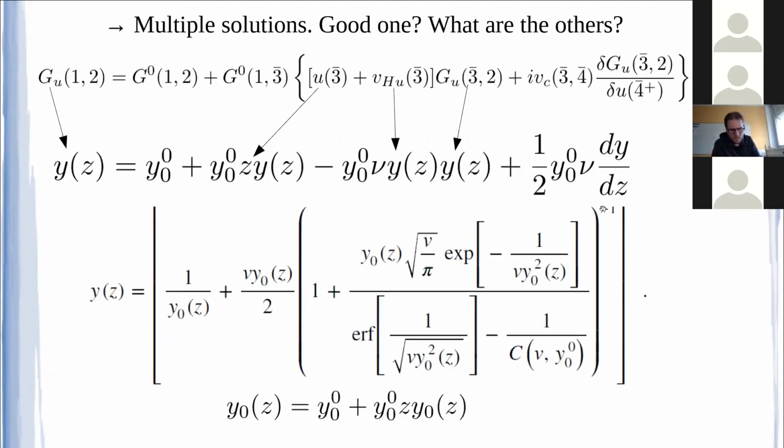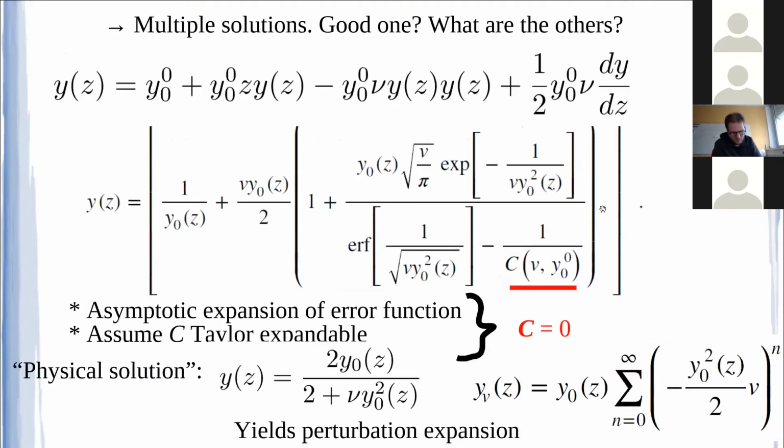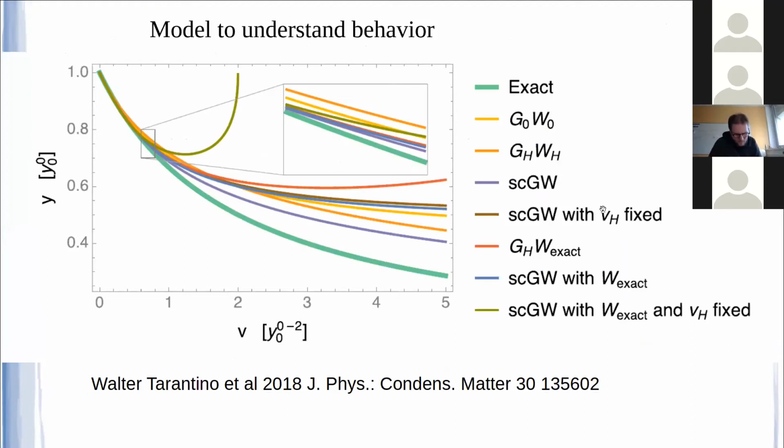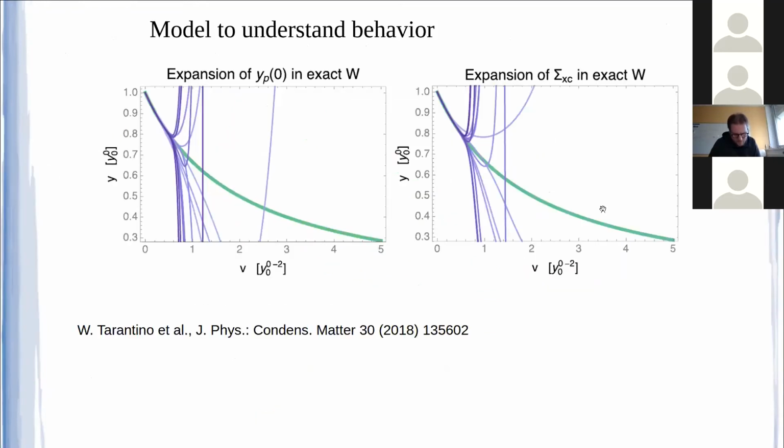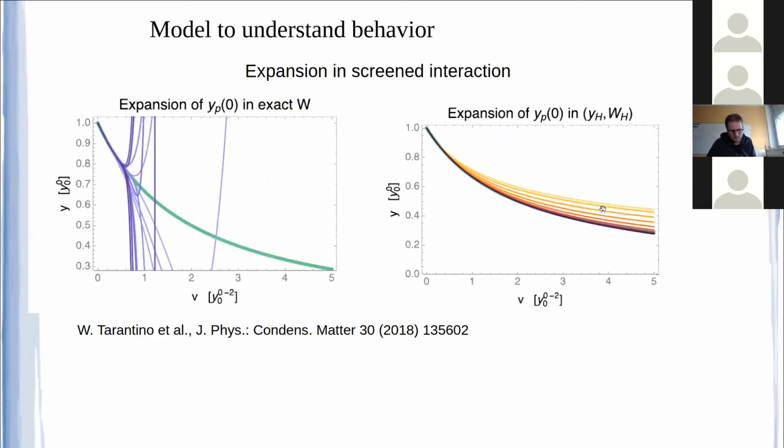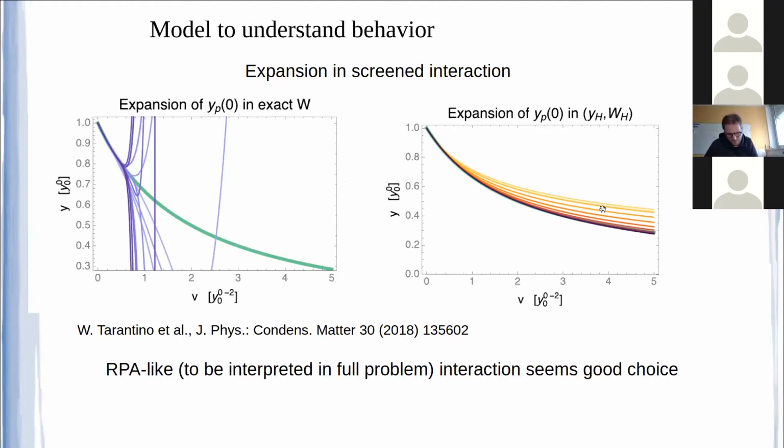And for example, because you can solve the equation exactly, I will not go into this. You will find the problem of multiple solutions of different perturbation theories converging in different ways. You will find asymptotic convergence. You will find the fact that, for example, expanding in the exact screened Coulomb interaction is not a good idea. You see heavy divergences. Expanding in RPA-like screened interactions is a much better idea. And information like that, you can get it from this very simple equation. And I think that's extremely useful.